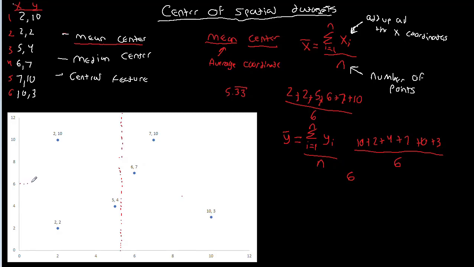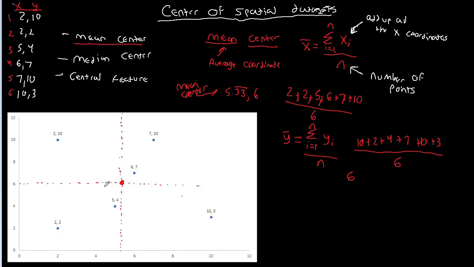So we go to 6 and we draw a dashed line like that. Where these two lines cross, this is basic coordinate geometry, we have a point at the coordinate (5.333, 6). This is going to be our mean center. Hopefully that made sense. Again, the mean center is just the average coordinate of the x and the average coordinate of the y, and that is our mean center.